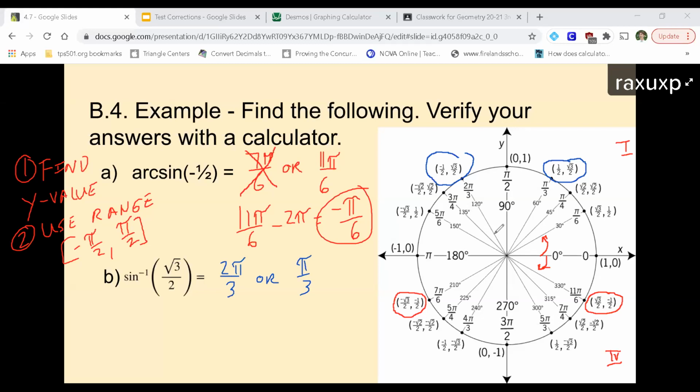But again, a function can only really have one answer. So which of these answers is in the range? Well, it can't be this one because that's not in the right quadrant. And if your answer is in quadrant 1, you don't actually have to do anything more to it. Pi over 3 is between negative pi over 2 and pi over 2. So the sine inverse of square root of 3 over 2 is pi over 3.